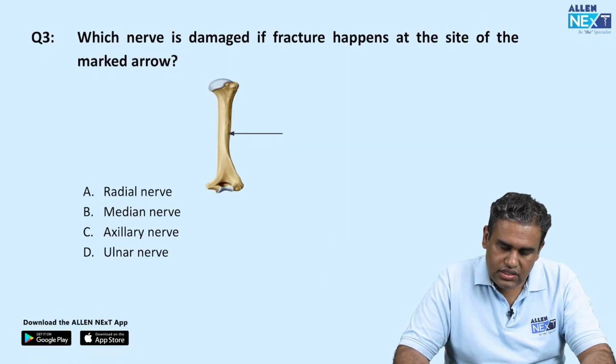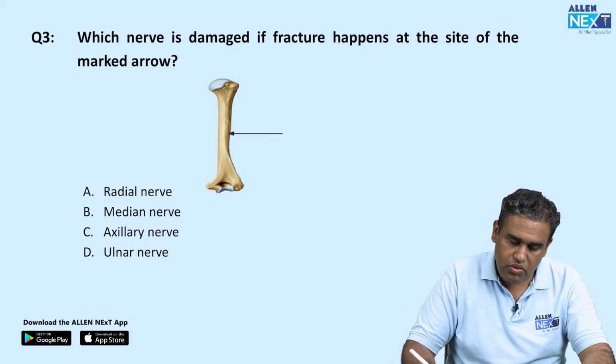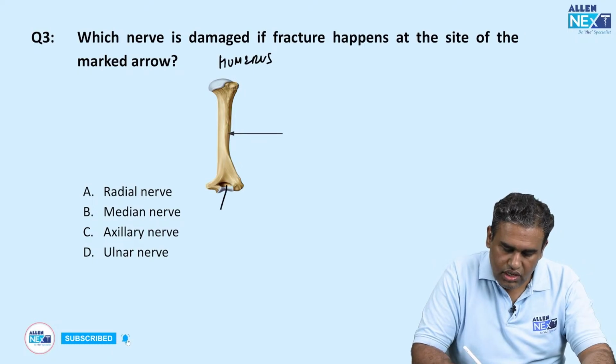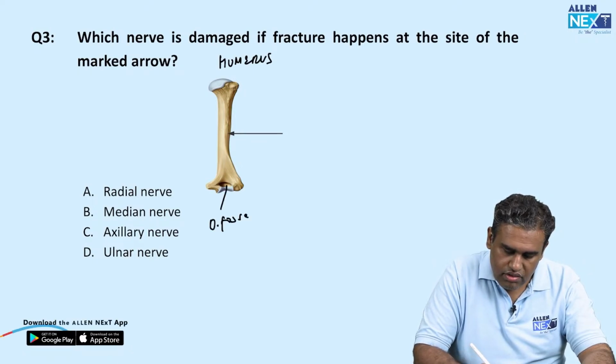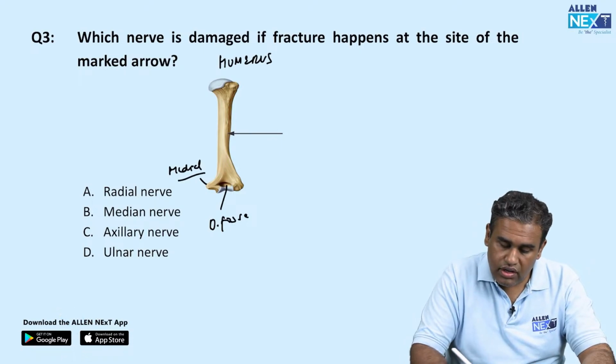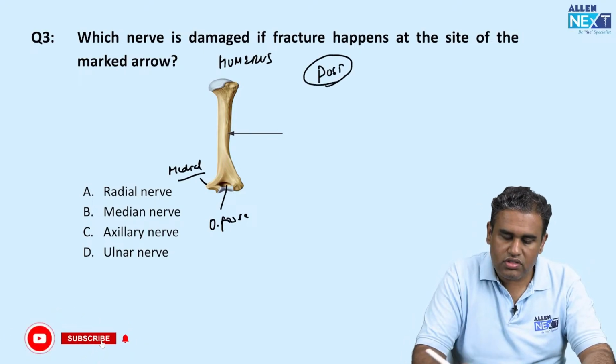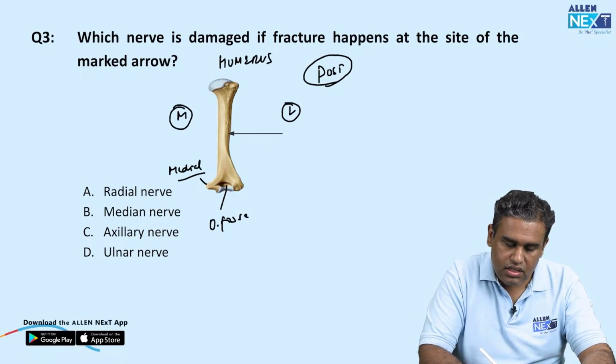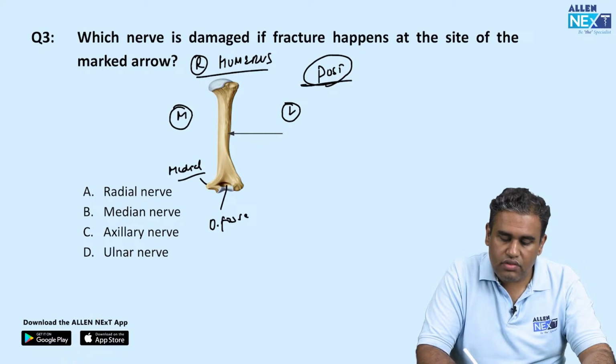Which nerve is damaged if the fracture happens at the site of the marked arrow? Which bone is this? This is the humerus bone. The bone over here is the humerus. You can see the olecranon fossa over here. You can see the medial epicondyle over here. This is which side humerus? We are looking at a posterior view of the humerus. And this is the medial side, that's the lateral side. So this is obviously the right humerus having a posterior view.